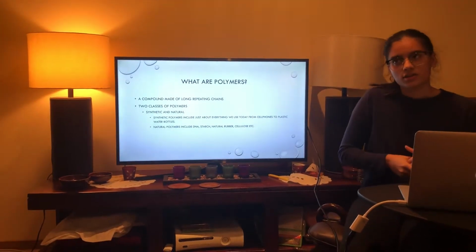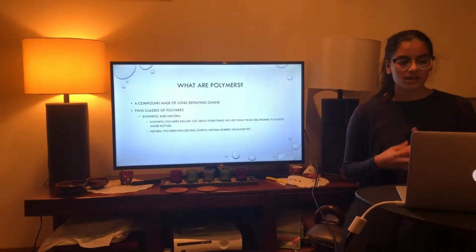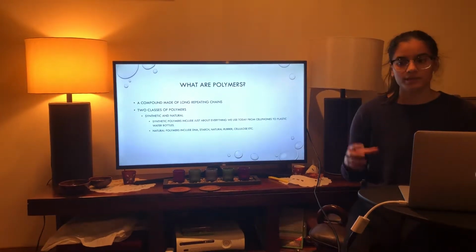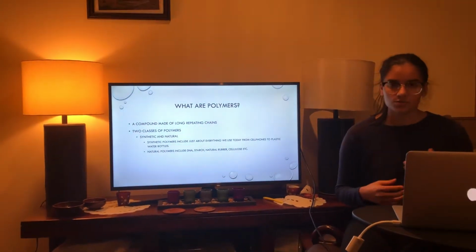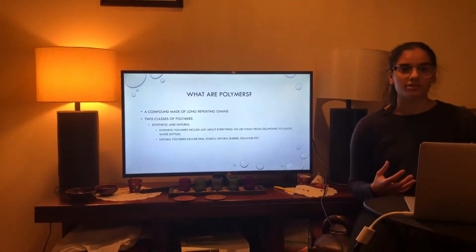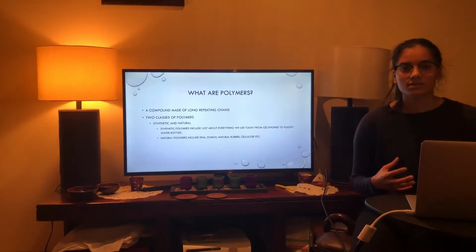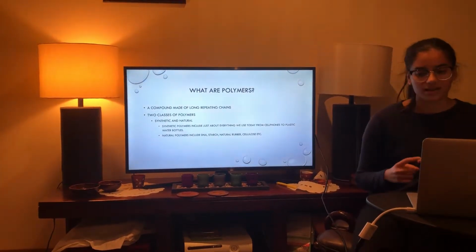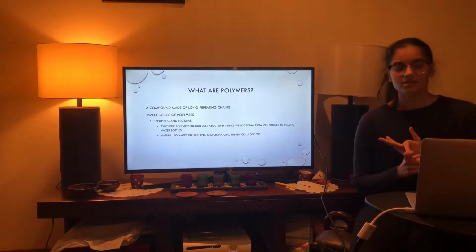So the first thing is, what are polymers? Polymers can be described as compounds made up of long repeating chains. You can have two subsets: synthetic polymers and natural polymers. Natural polymers have been in the world since life began. These are your DNA, your starch, cellulose, lactic acid.